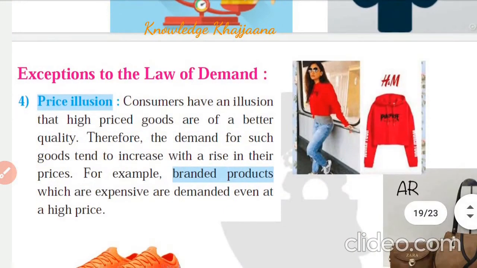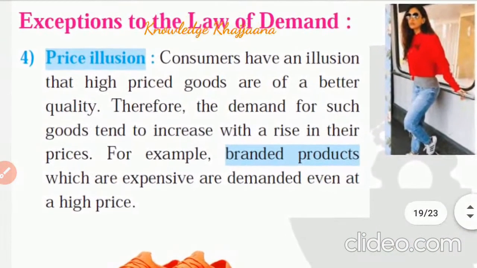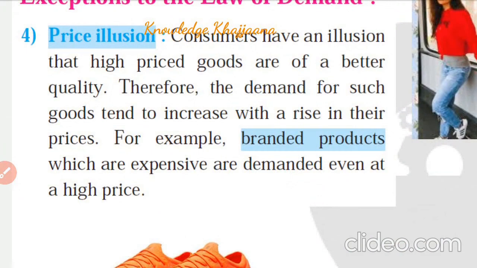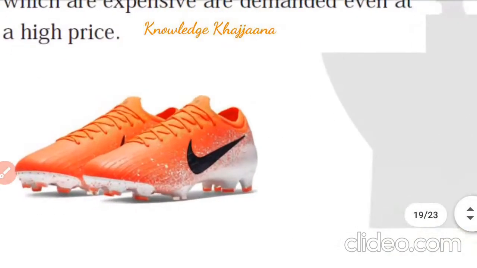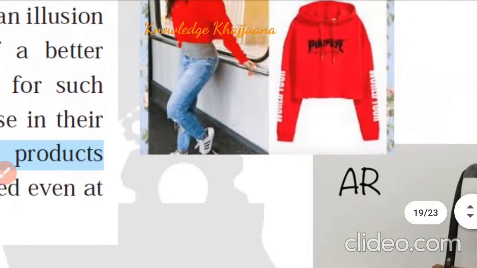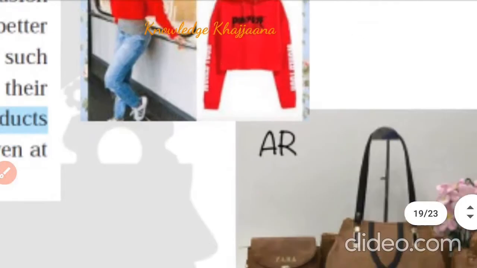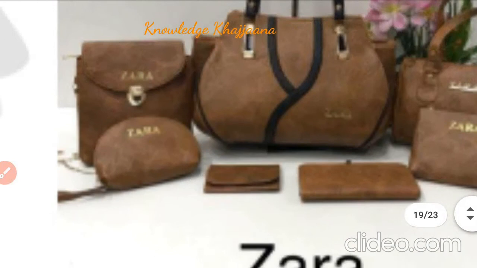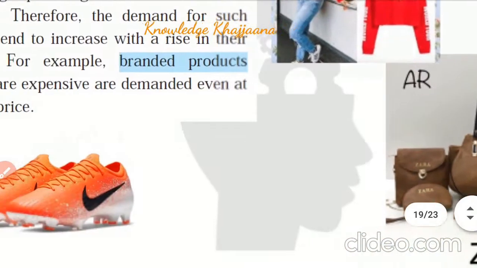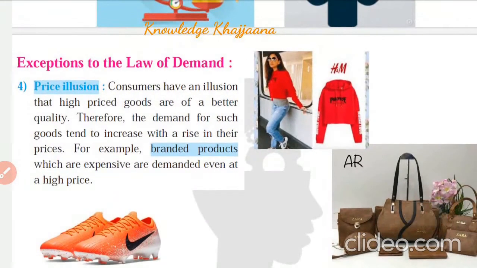The next exception is price illusion. Consumers have the illusion that high priced goods are of better quality. Therefore, the demand for such goods tends to increase with a rise in their prices. For example, branded products which are expensive are demanded even at a higher price. See, these are the shoes of Nike. These are the clothes of H&M. These are the purses of Zara. These are all products which have a brand.